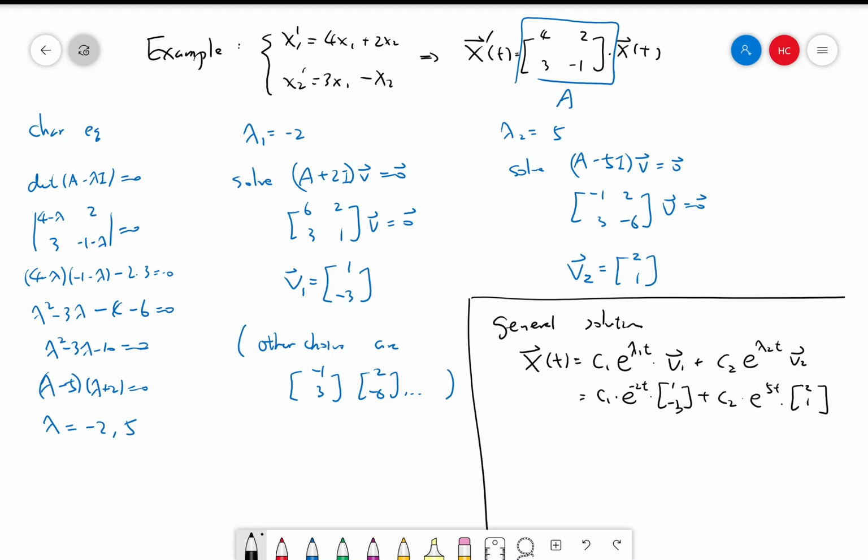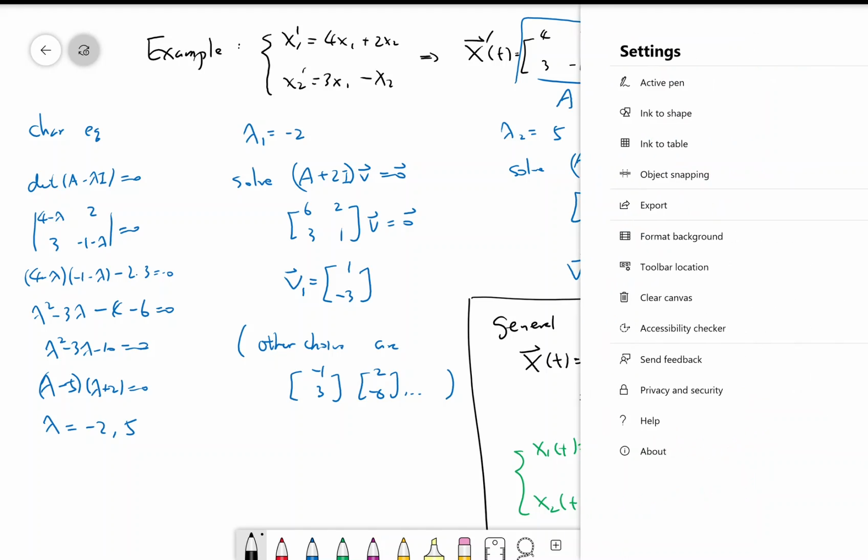If you want to write it not in vector form, then you can write x1 equals c1 e to the negative 2t plus 2c2 e to the 5t, and x2 is negative 3 c1 e to the negative 2t plus c2 e to the 5t. So that's our general solution.